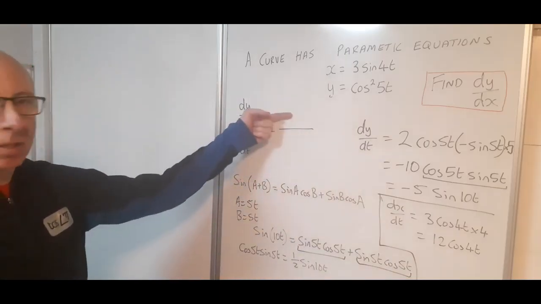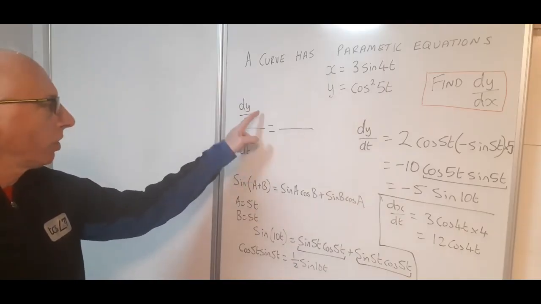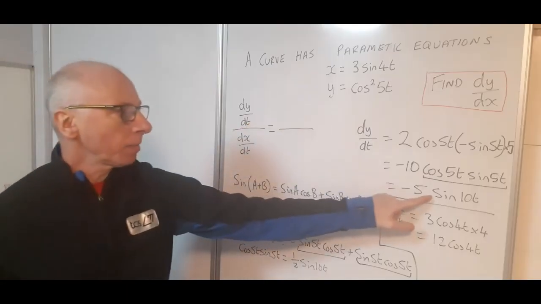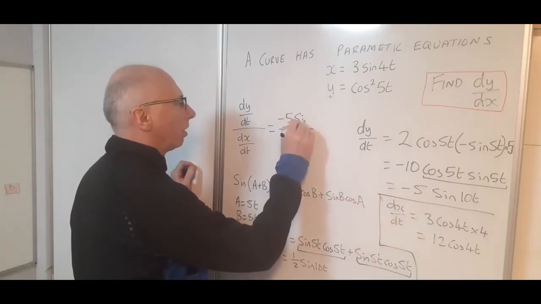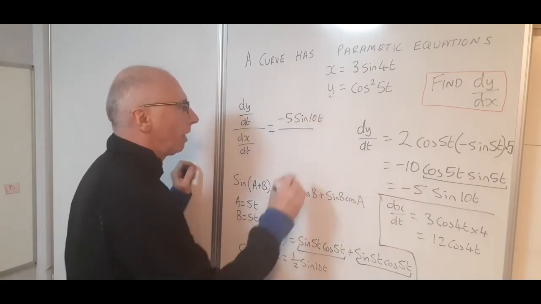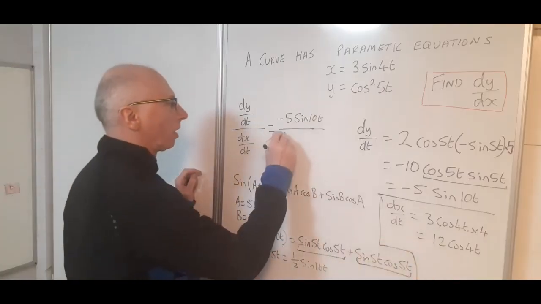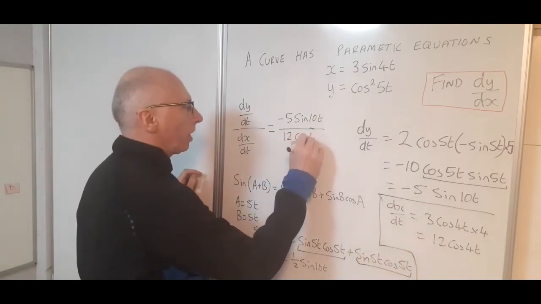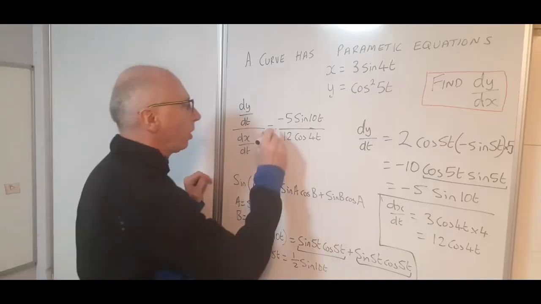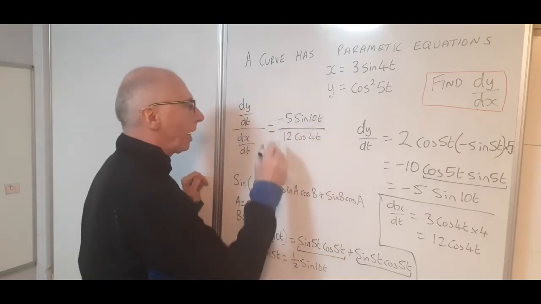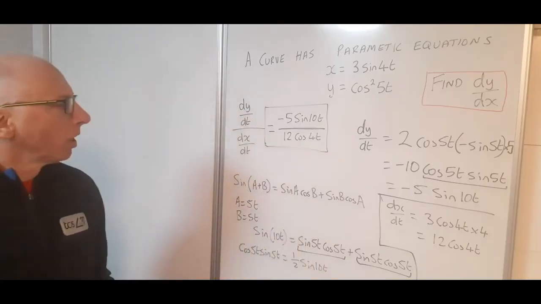So now I can set up my result for my parametric differentiation. dy/dx is minus 5 sine 10t, and the denominator is just 12 cosine 4t. I'm going to leave that as it is. I'm sure there's more trig identities we could do, but I'm going to leave that one as it is and declare that as my answer.